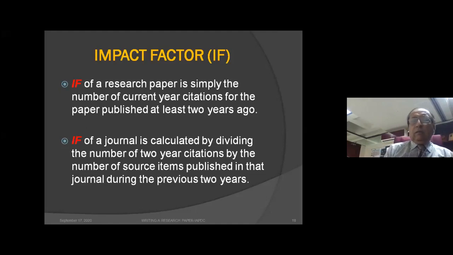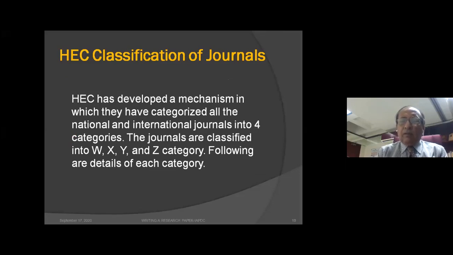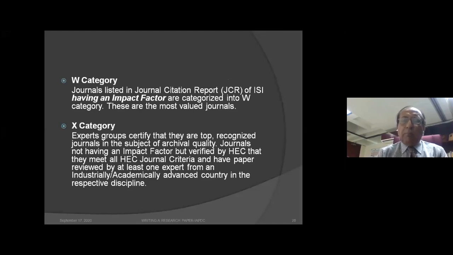Our Higher Education Commission has classification of journals. It has a mechanism and it divides the journals into 4 categories in which the scientific papers, the research papers can be presented. W, X, Y, and Z category. The best category, topmost, is called the W category.